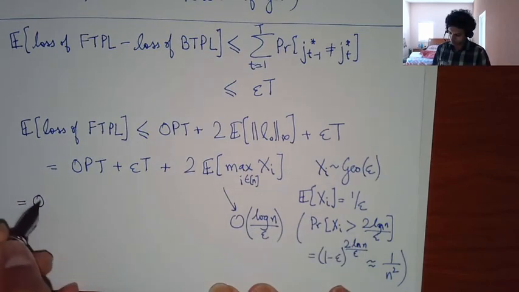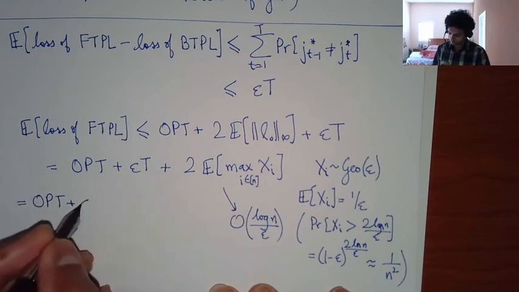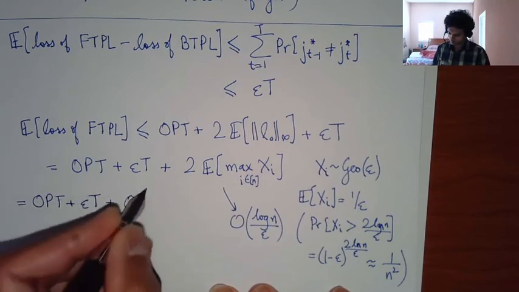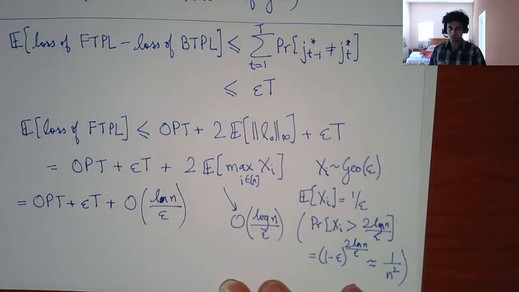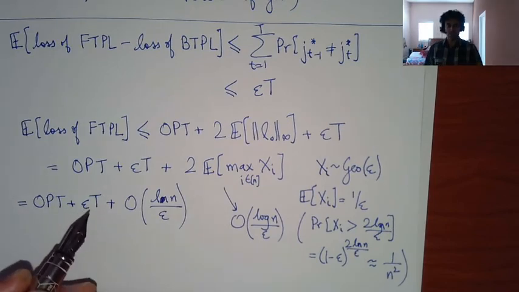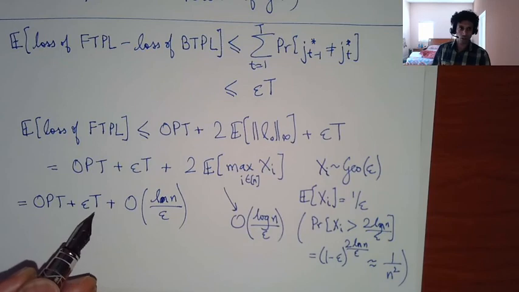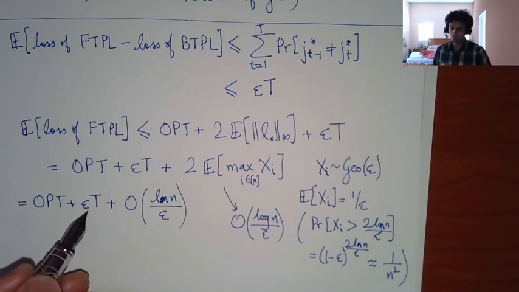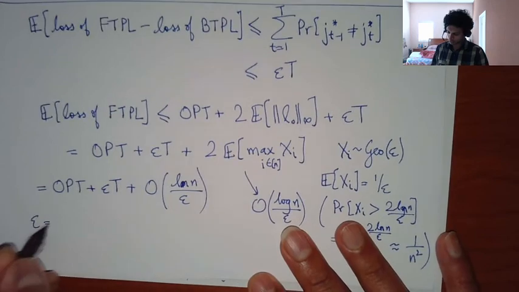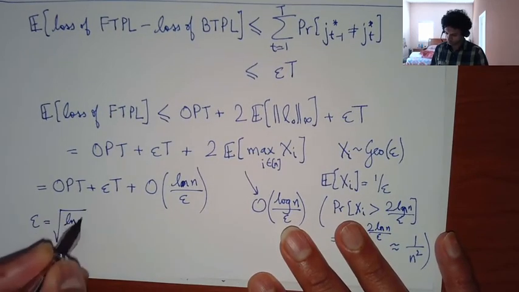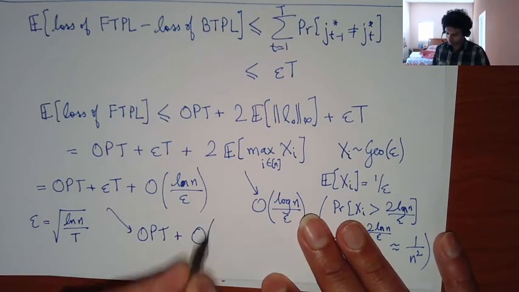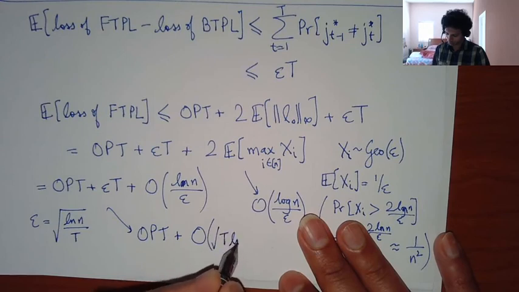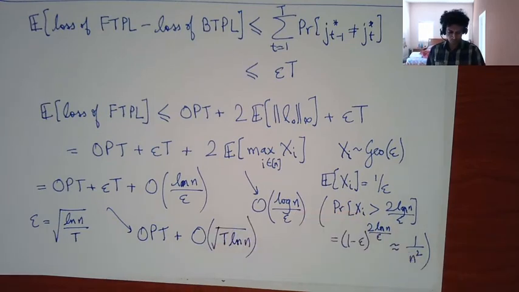So what you get over here is opt plus epsilon t plus O of log n over epsilon, which is exactly what you... I was not as careful as I could be, so I got t here and not opt. But you could be more careful, you get epsilon times opt. And so again, if you set epsilon to be root log n over t, then you get a bound of opt plus O of root t log n, which is the regret bound that we got earlier.